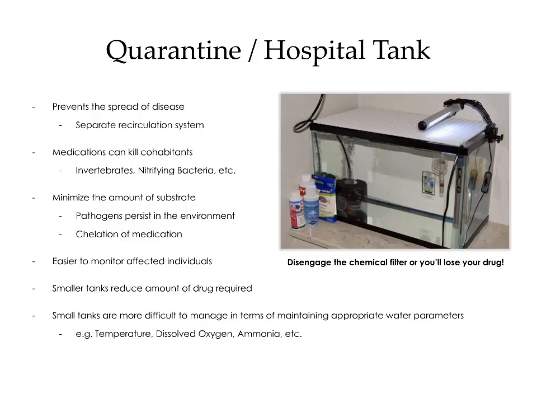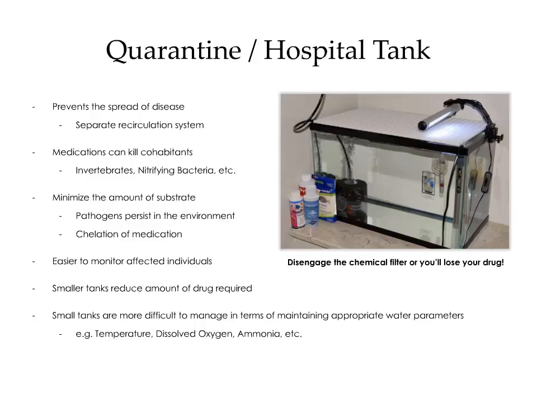The quarantine tank and the hospital tank are meant to prevent the spread of disease. These tanks operate on a separate recirculation system. When affected individuals are separated, they're easier to monitor. Smaller tanks also reduce the amount of required drug. By isolating the affected individuals, you can also avoid medicating the unaffected individuals. This can be an issue because certain medications can kill cohabitants, like invertebrates and nitrifying bacteria.